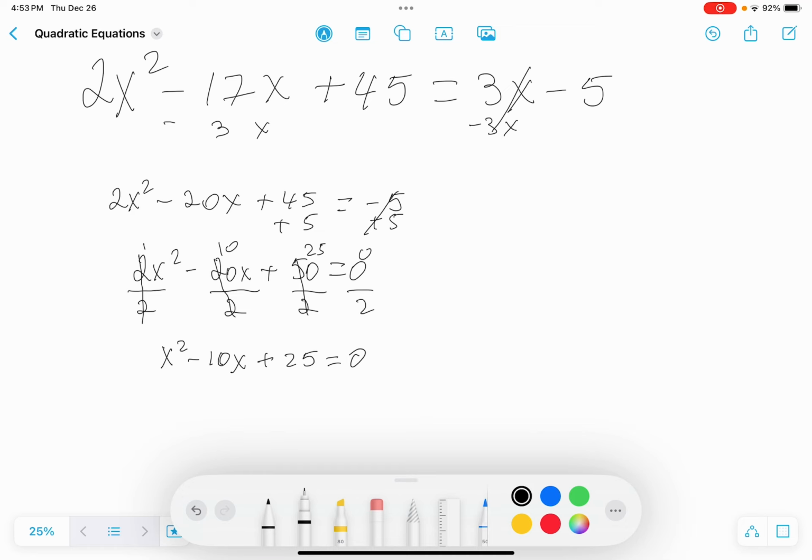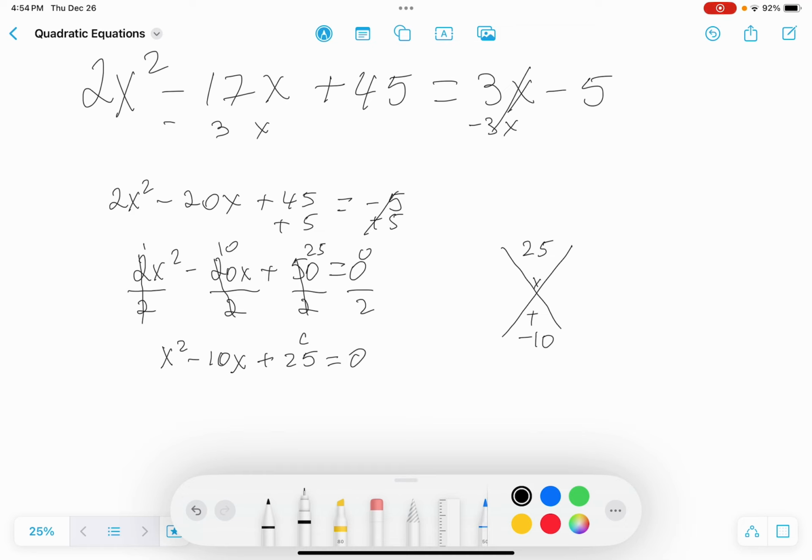Which means now we're looking for two numbers. When we multiply them, we get the c, which is 25. And when we add those two numbers, we get negative 10. So think about two numbers: when you multiply, you get positive 25, and when you add them, you get negative 10.